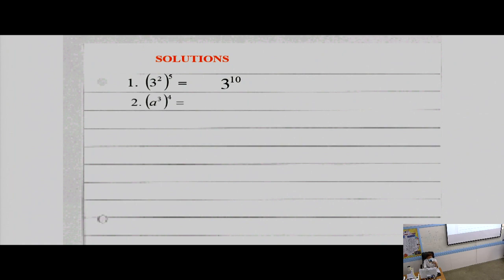Next, number 2. A to the power of 3 to the power of 4. Stand up. Okay, that is a to the power of 12. How about this one? 2a to the power of 2 to the power of 3. Try. Stand up.